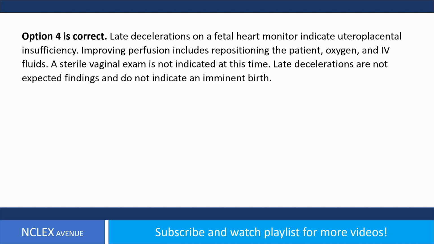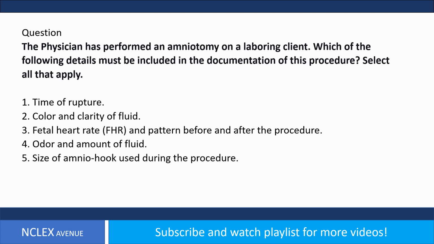Question. The physician has performed an amniotomy on a laboring client. Which of the following details must be included in the documentation of this procedure? Select all that apply. 1. Time of rupture. 2. Color and clarity of fluid. 3. Fetal heart rate, effort, and pattern before and after the procedure. 4. Odor and amount of fluid. 5. Size of amnio hook used during the procedure. Answer. Options 1, 2, 3, and 4 are correct.